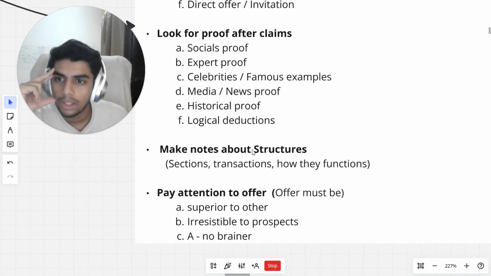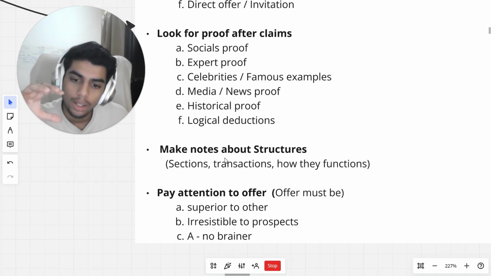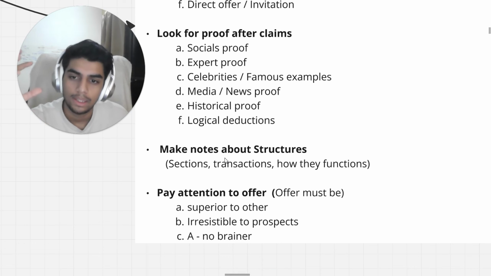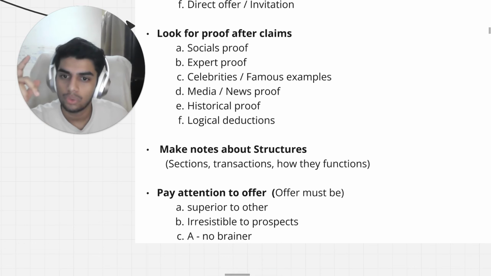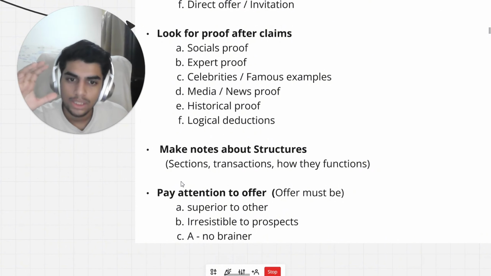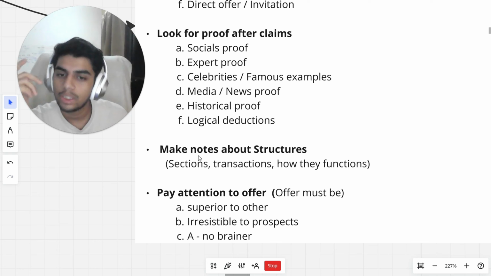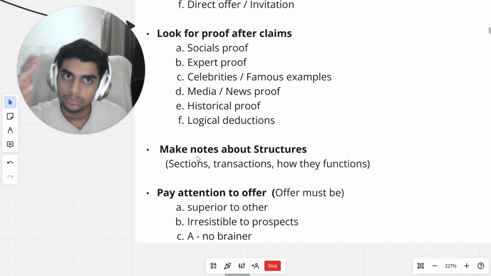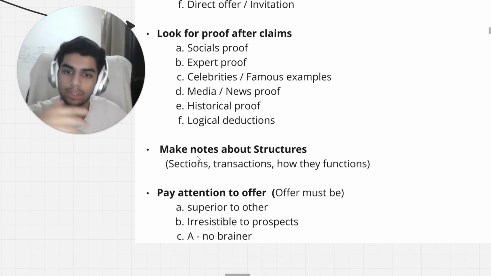And this is very important. You need to note the structures, like you need to note down how a copy is flowing. So you need to understand the flow, because a copy has multiple sections and transitions, and how they actually function. When you are studying a copy, you need to understand what's basically happening and how the copy is flowing as you are reading it.